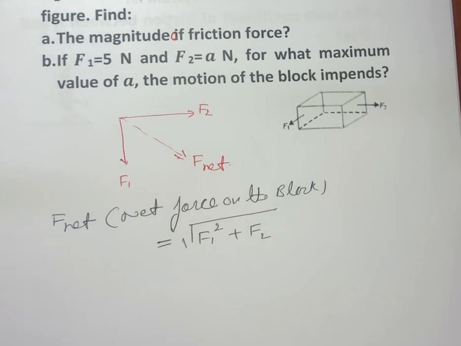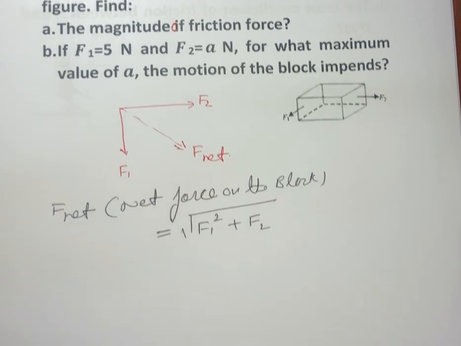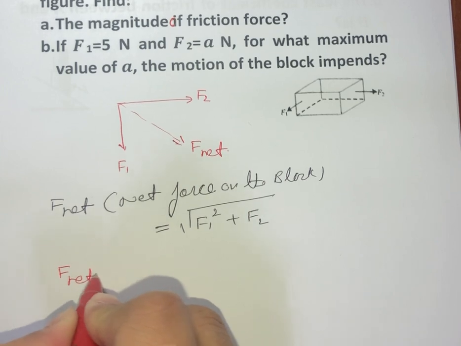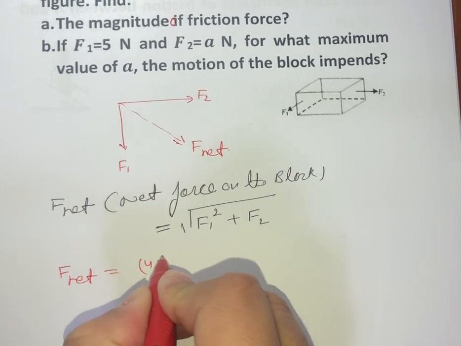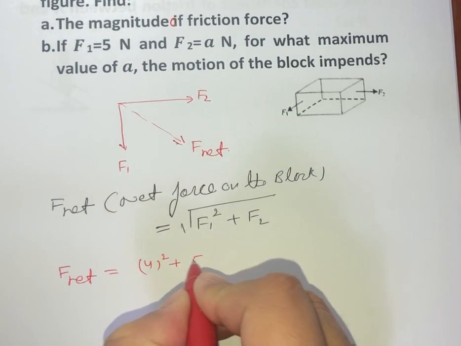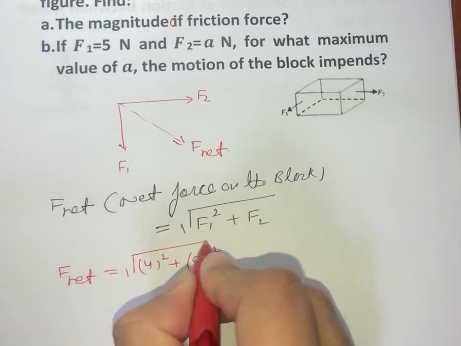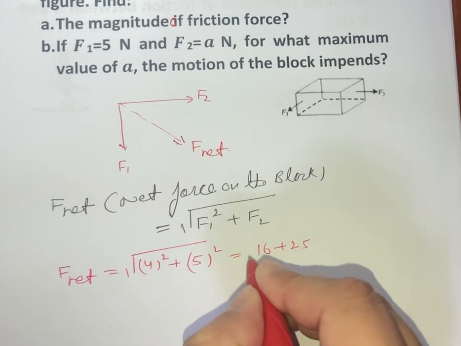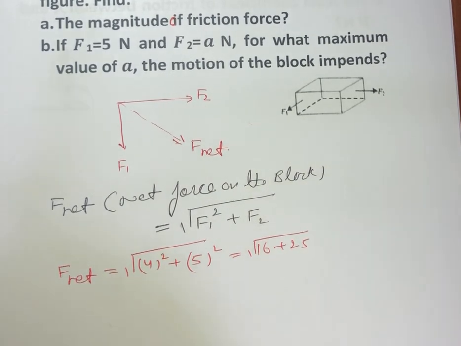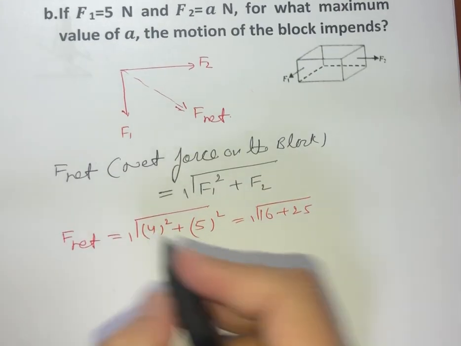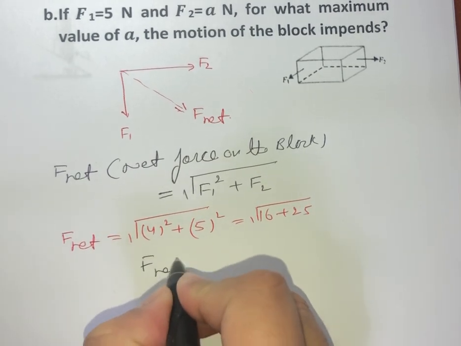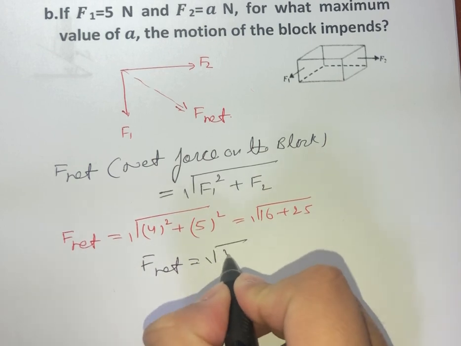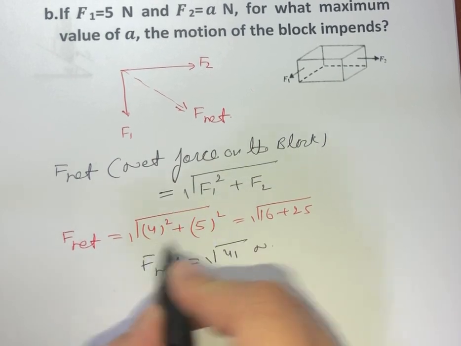We substitute the value, it is given as 5 and 4, so we can say that our F net will be equal to the square root of 4 square plus 5 square. So this will be 16 plus 25. So we get our F net is equal to square root of 41 Newtons.